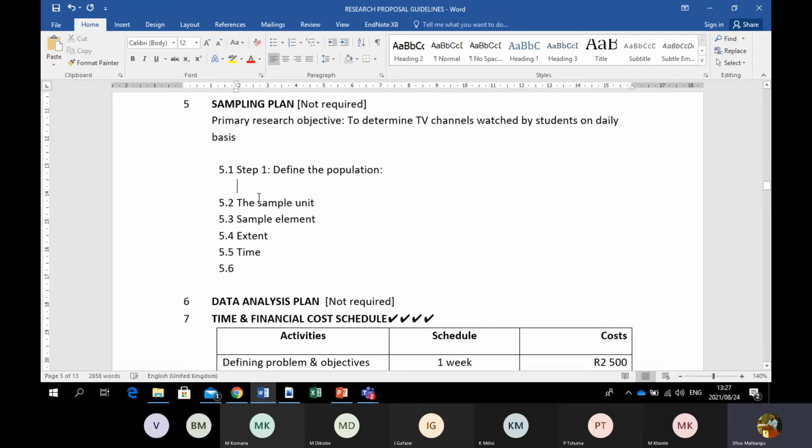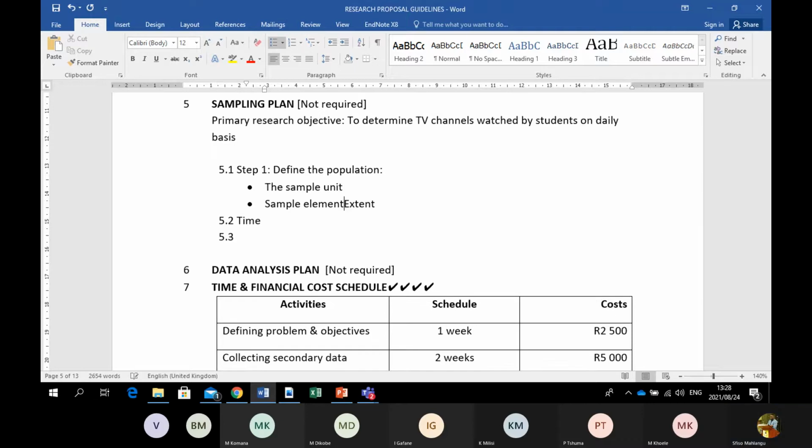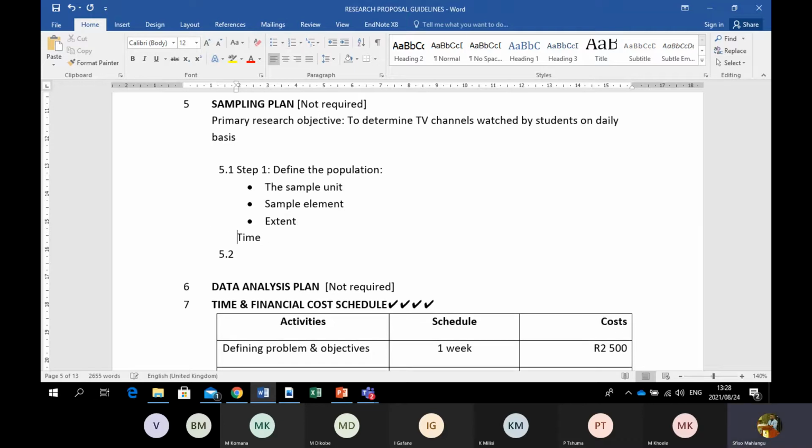You don't necessarily need to discuss or elaborate or explain what is the population we are interested in, the practicality only. You will see they said we must indicate the sample unit, that's the first one, and then followed by sample element, the extent as well as time. So let's look into these four aspects in detail before we provide practical answers.